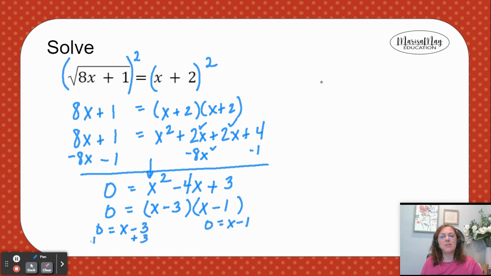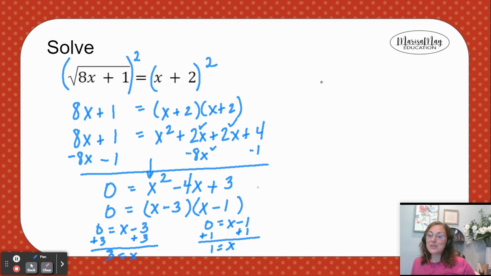So I'll add 3 to both sides. That gives me x equals 3. I'll add 1 to both sides. So that gives me x equals 1. Now, because there was a square root in the problem, we have to be very careful with our solutions. We have to make sure they are actually solutions.